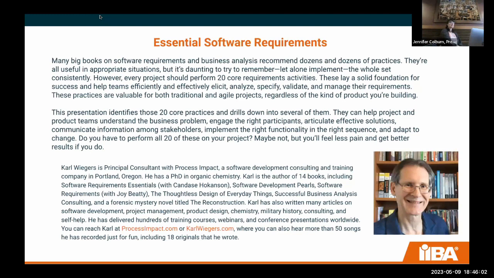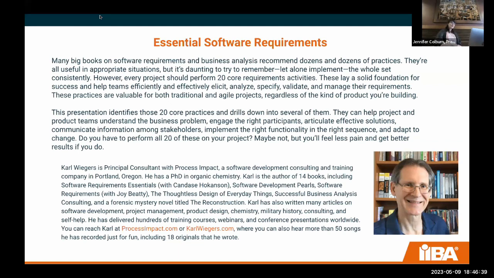So Karl will be speaking to us today on essential software requirements. There are lots of big books on them. He wrote a big one at the beginning, and then he has a much smaller one now that gives you the 20 core requirements activities, so you don't have to read the big giant ones. And so he's here tonight to talk to some of those core practices and drill down into them. So these are the ones that you really need to focus on in the world of so many other things, and your projects will be successful if you follow the guidance here.